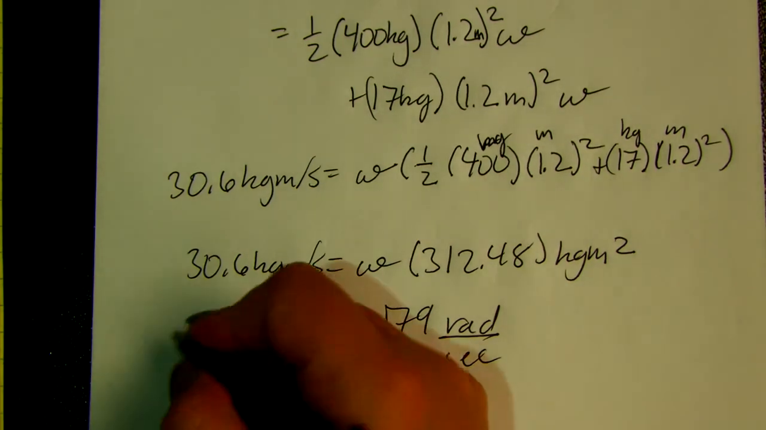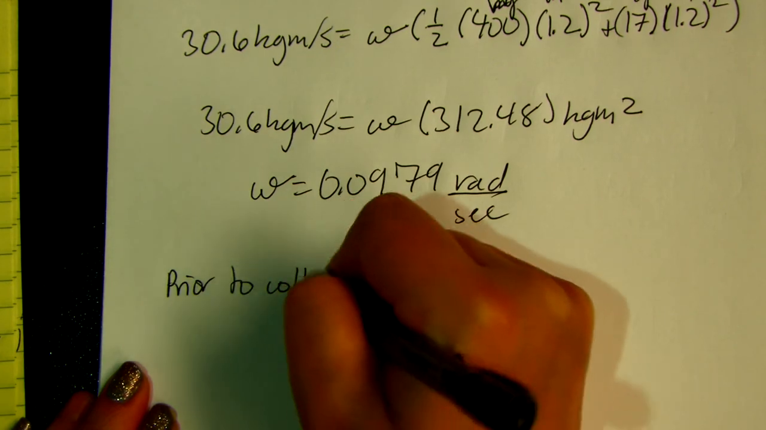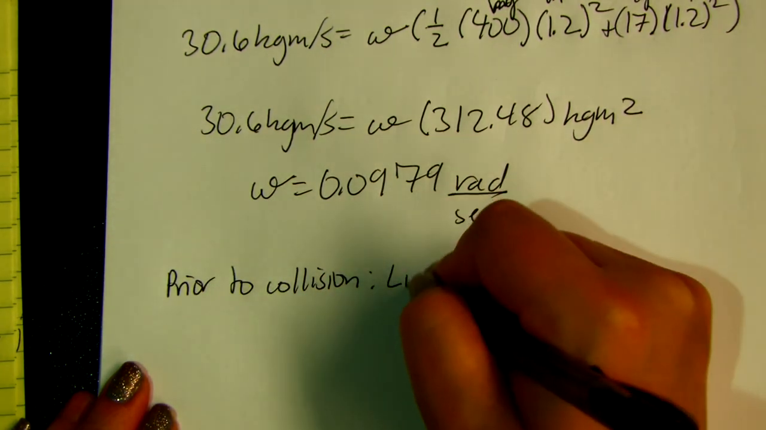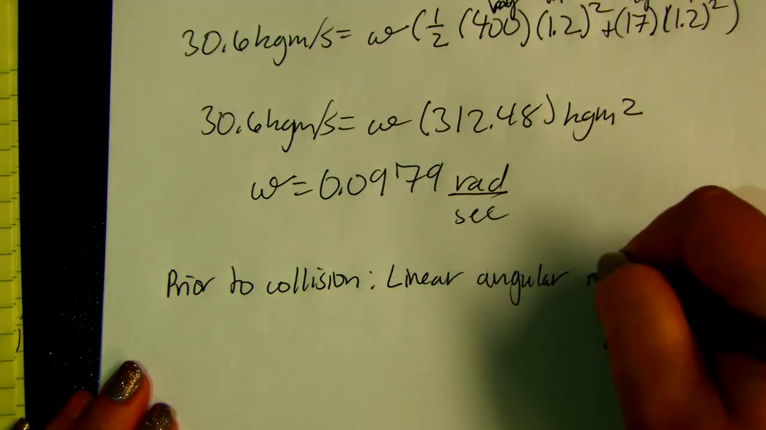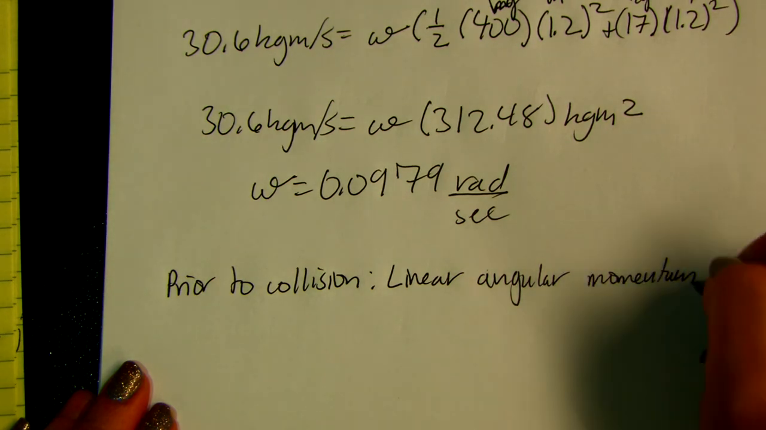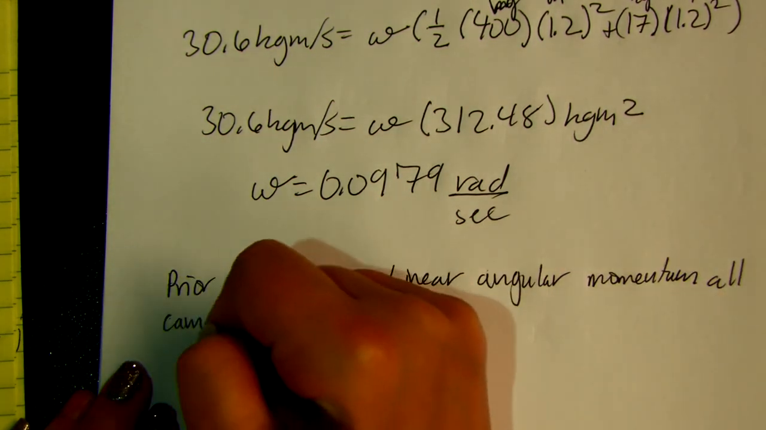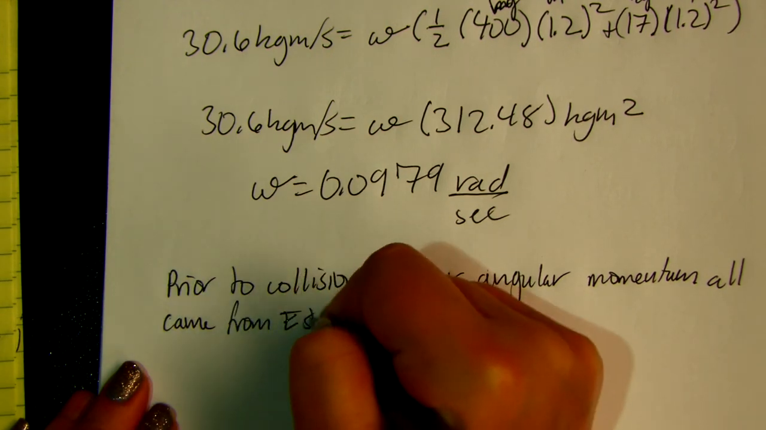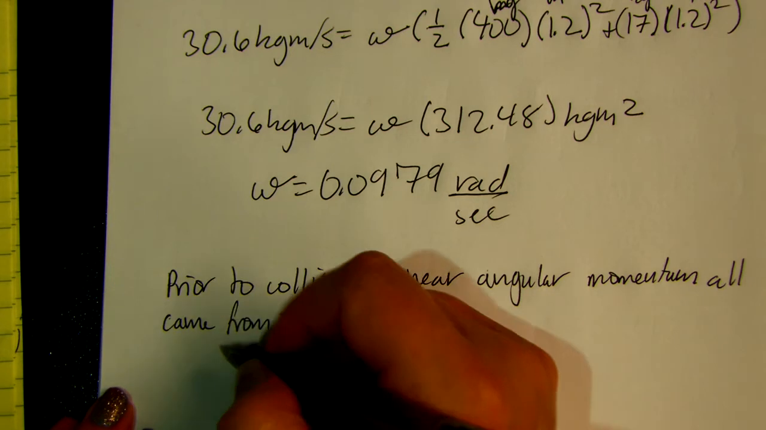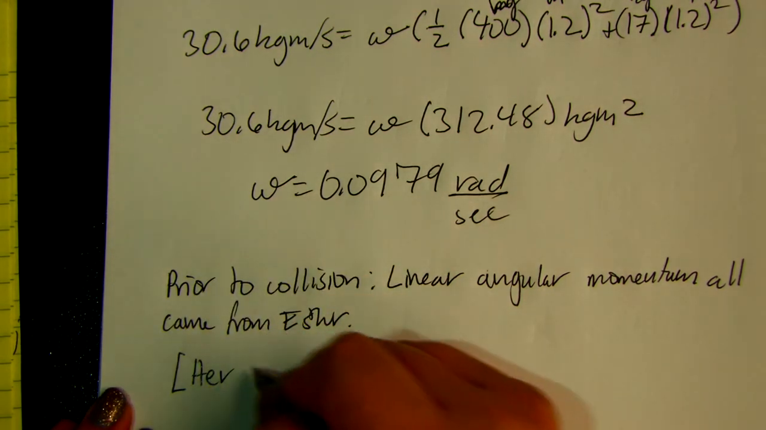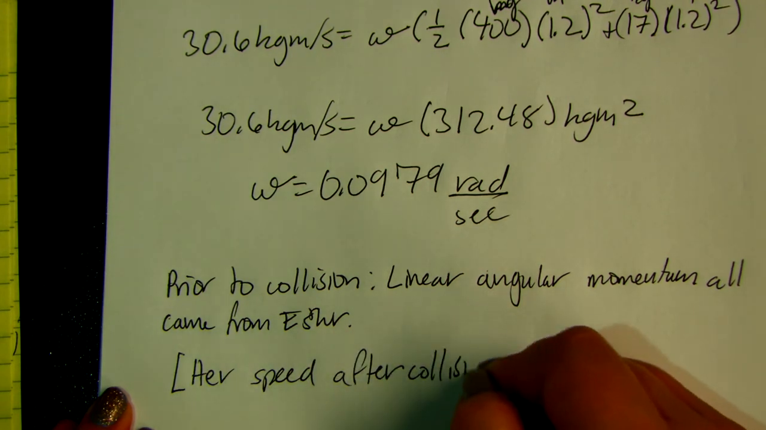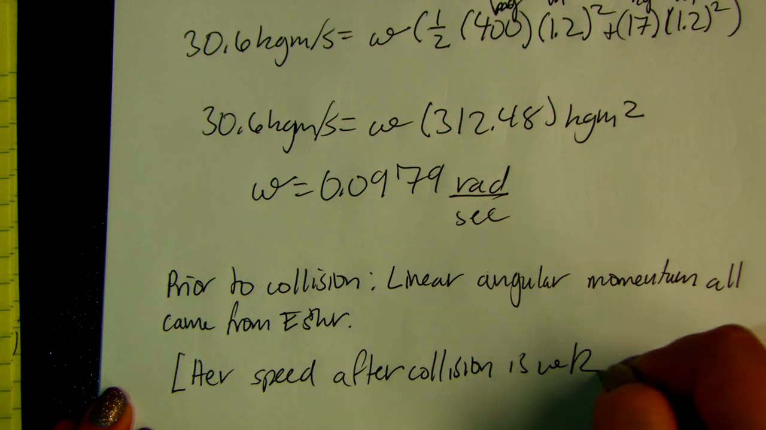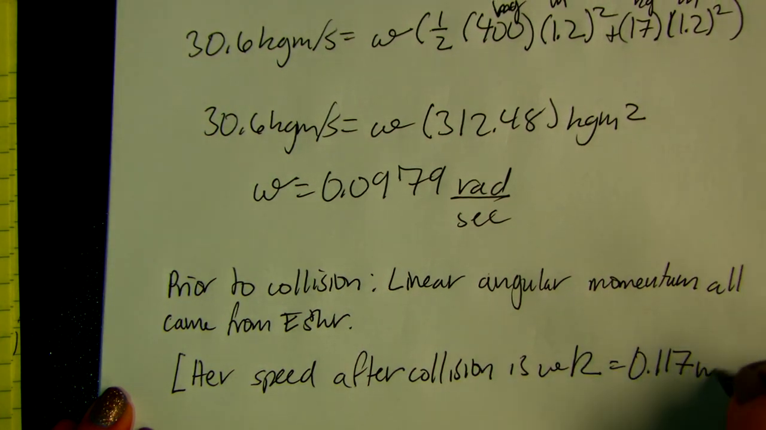So, and I'm just going to note that prior to the collision, linear angular momentum all came from Esther. And her speed after collision is omega r, which is equal to 0.117 meters per second.